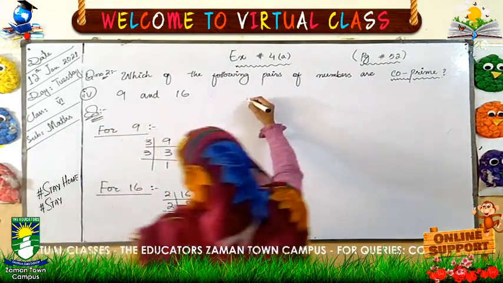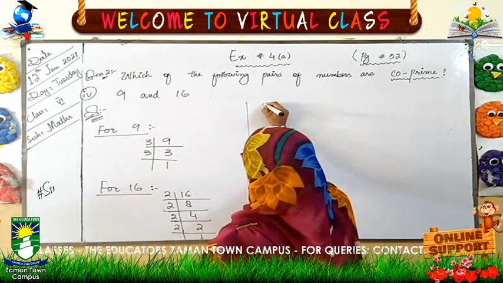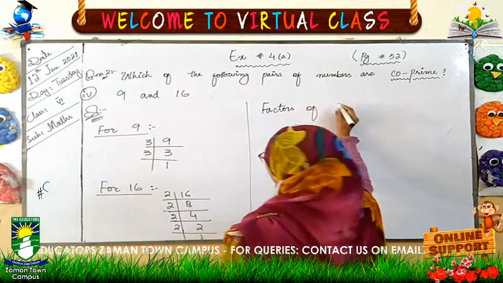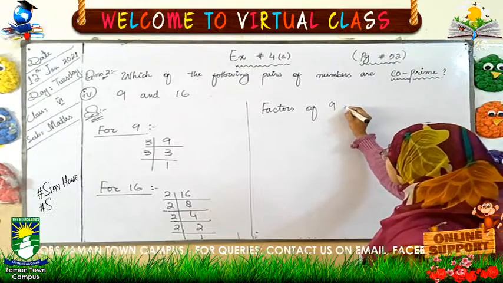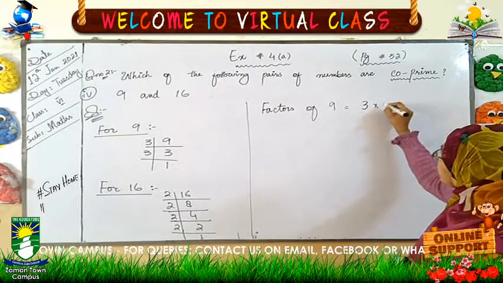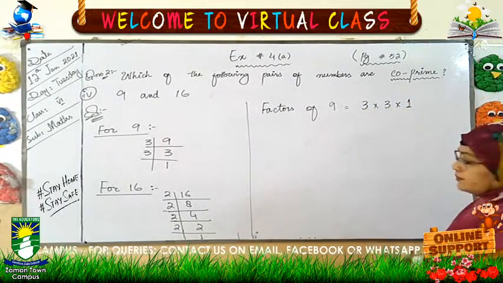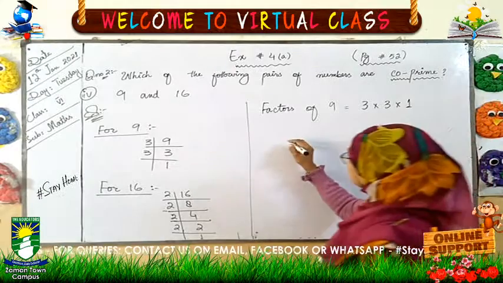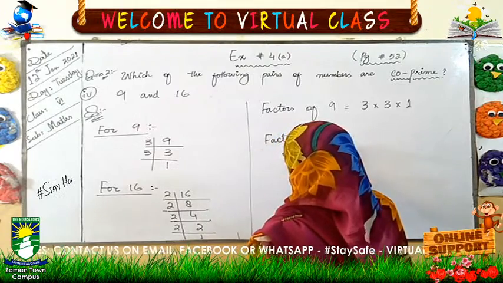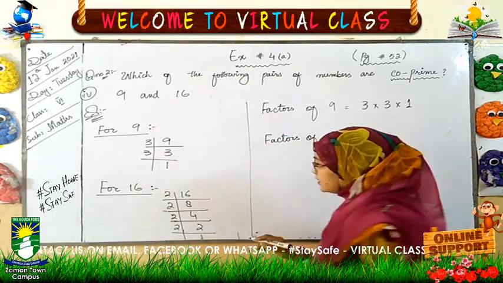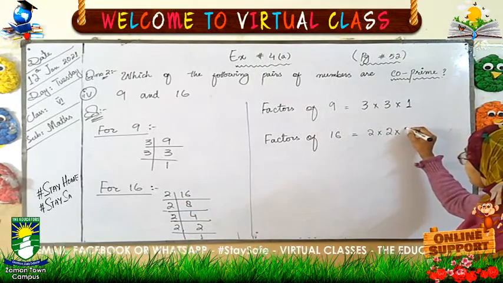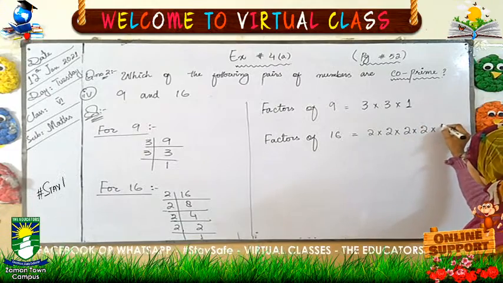And then we will follow the same procedure. First we will write down the factors of 9. What are the factors of 9? The factors of 9 are 3 multiplied by 3 multiplied by 1. Then we will write down the factors of 16. These are 2 multiplied by 2 multiplied by 2 multiplied by 2 multiplied by 1.